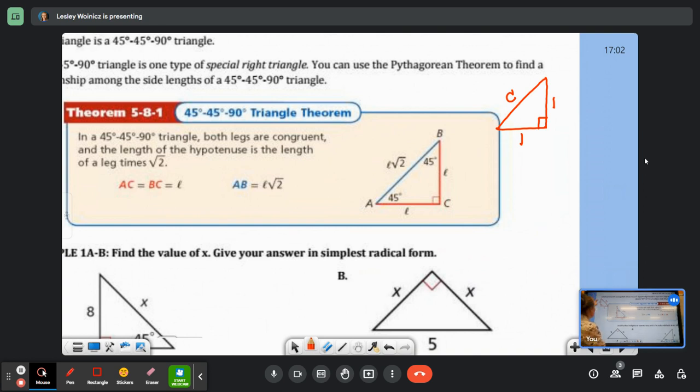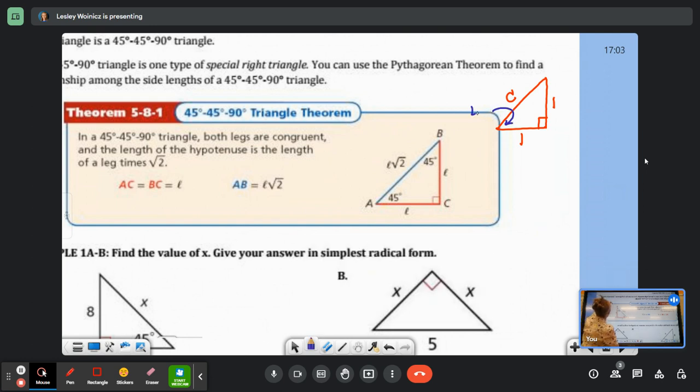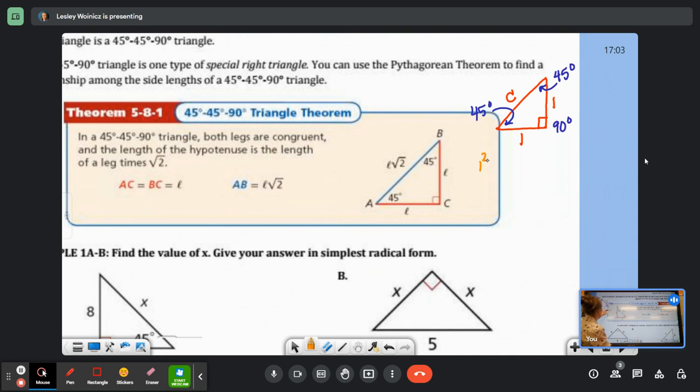So these two are congruent, so this is a 45-degree angle. Let me do this in blue. This one is 45 degrees, and this one is also 45 degrees. And this one's obviously 90. So the Pythagorean theorem says that if I do 1 squared plus 1 squared, it will give me my C squared. Well, I know 1 squared is 1, add another 1, and I should get my C squared. Well, 1 plus 1 is 2, so my C squared is 2.